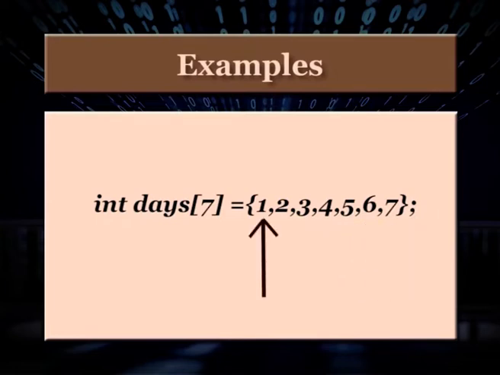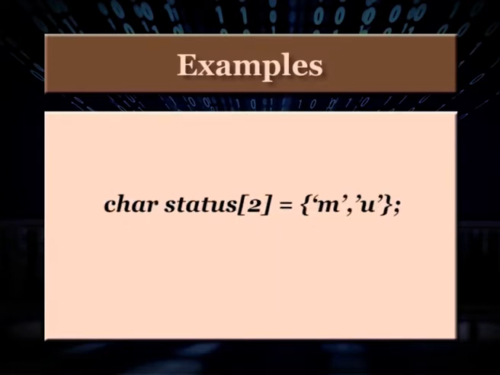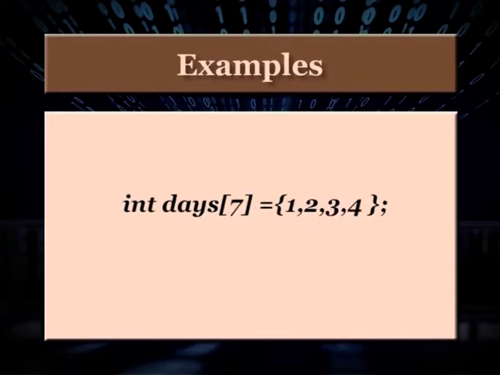Thus, days[0] will have value 1, days[1] will have value 2 and so on. The last location days[6] will have value 7. Just recall that the subscript starts from 0. Similarly, char status[2] = {'M','U'}. We declare an array status as character, and the 0 and first locations of status will have values M and U.